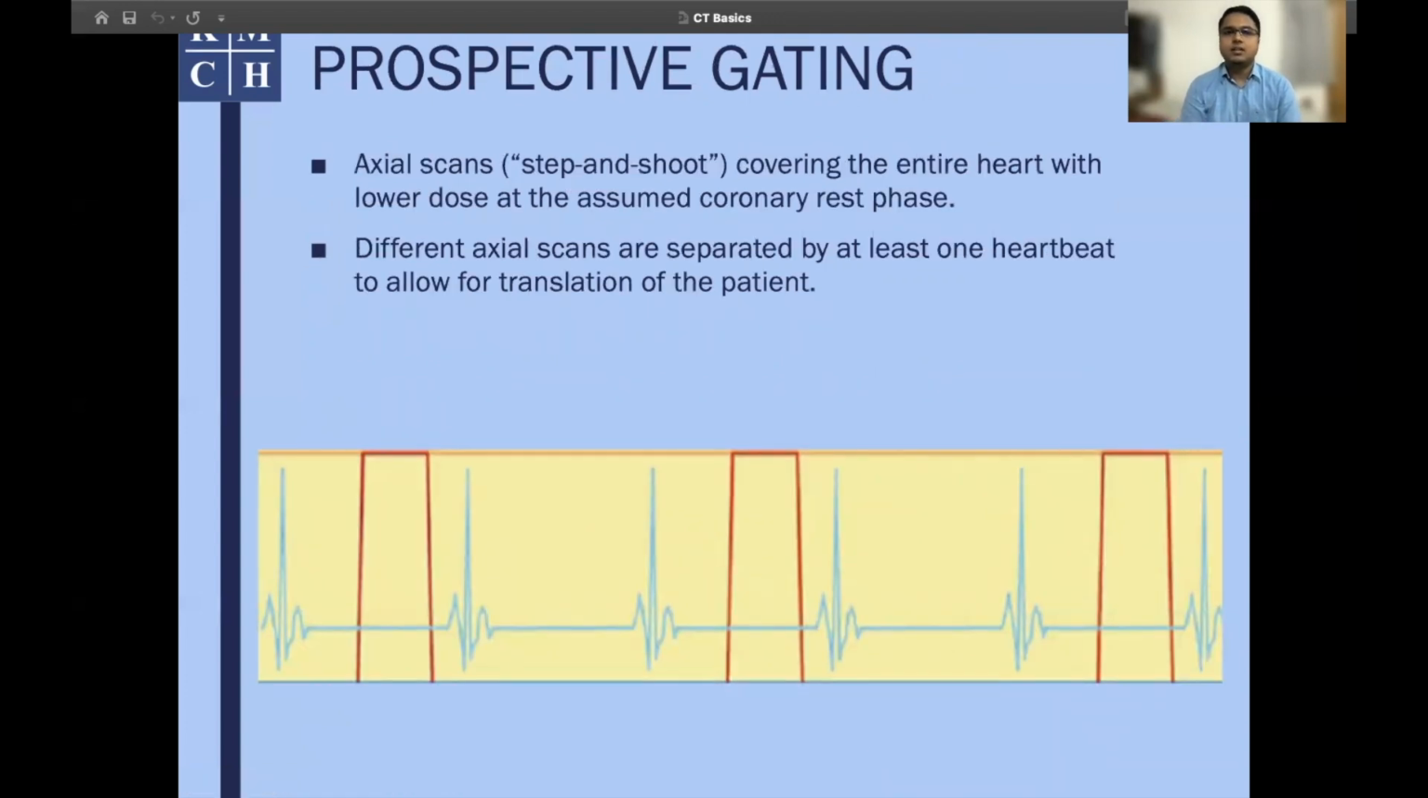Prospective gating is done using axial step and shoot scans where the entire heart is covered, but only during a particular part of the cardiac cycle. So this is called a step and shoot scan because the tube current is switched on during a particular part of the cardiac cycle. Then the table moves and covers the next part of the heart in the same cardiac cycle, and so forth. The entire heart is covered.